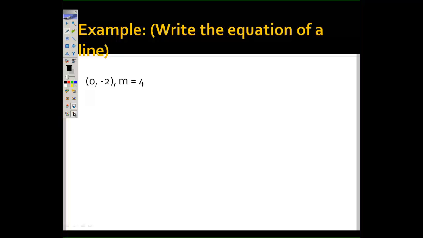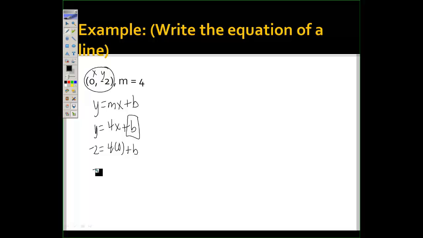Okay. Let's do another one. I know that the slope-intercept form of a line is y equals mx plus b. And they give me my m value, 4x plus b. The problem is I need my y-intercept. Let's look at our point here. When y is -2, x must be equal to 0. -2 equals 0 plus b. So -2 must equal b. So y equals 4x minus 2.